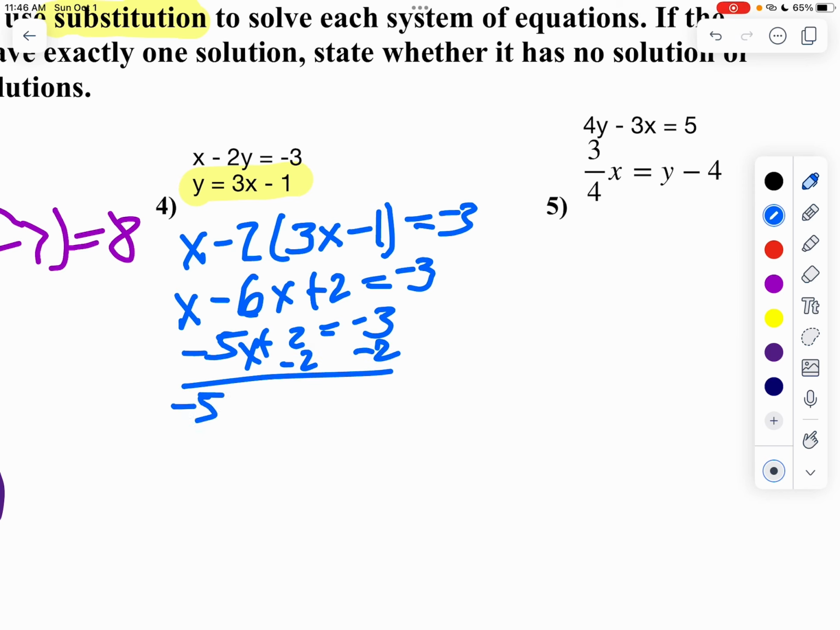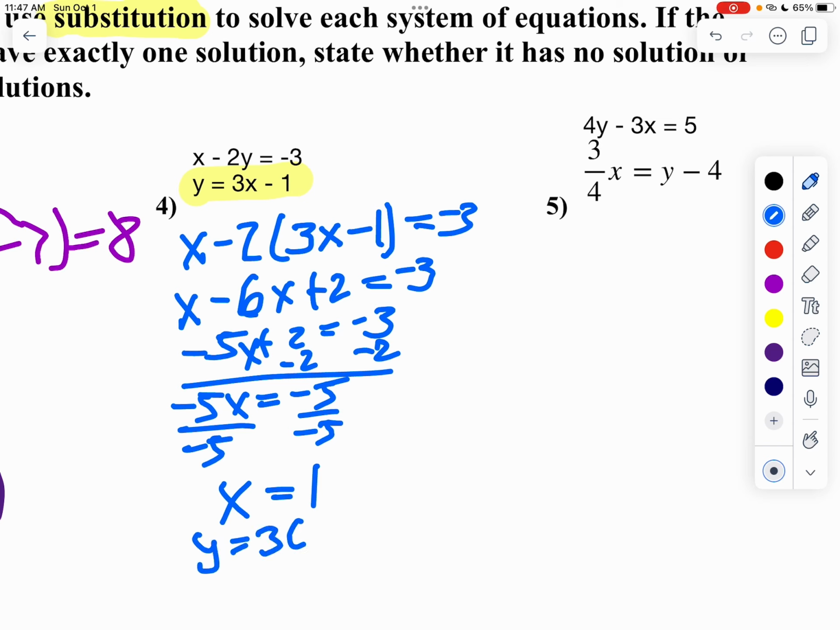And then we'll subtract 2 from both sides. Negative 5x equals negative 5. I'm going to divide both sides by negative 5. I'm going to get x equals 1. And then let's go back and find y. So y is 3 times 1 minus 1, which is 3 minus 1, which is 2. So we get 1 and 2 for an answer for number 4.